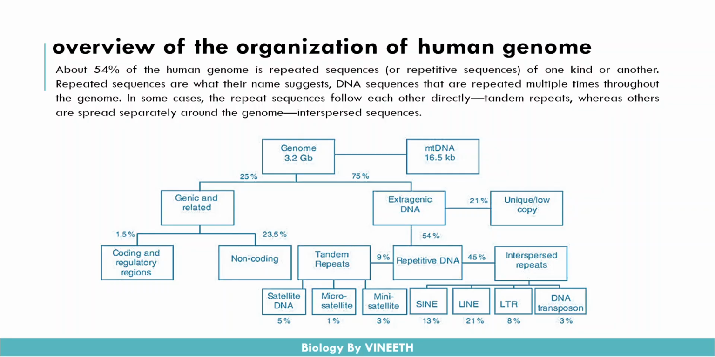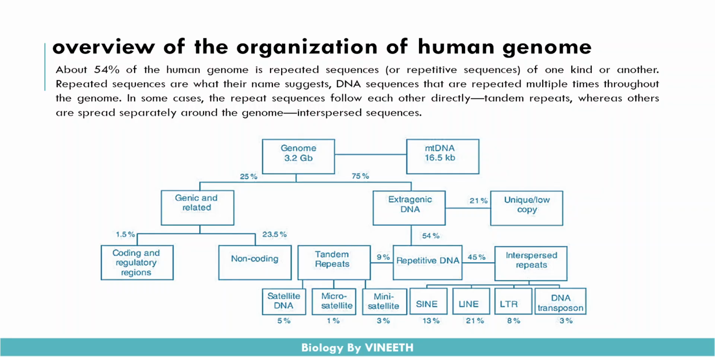Tandem repeats have specific locations, while interspersed repeats, the second category of this repetitive DNA, are dispersed throughout the chromosome. Throughout the genome these sequences will be present. This is the major difference between tandem repeats and interspersed repeats. So this is the overview of the organization of the human genome, and remember, 54% is junk DNA or repetitive DNA, which is not involved in the coding of any protein or enzymes. I don't say not required, but it is not involved in coding.